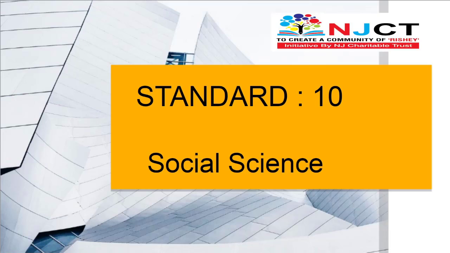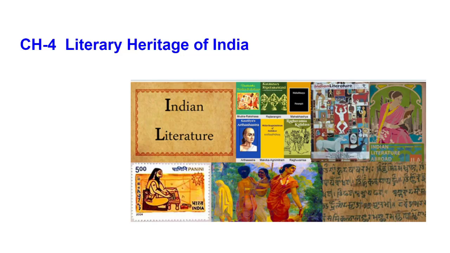We are learning social science of 10th standard and we have started with the 4th chapter, that is Literary Heritage of India. Till this video we talked about literature and language as well as ancient Indian literature. In that we talked about development of Sanskrit language, development of Gujarati language, development of Dravidian language and many other languages. We have seen how rich the literature of these languages is.